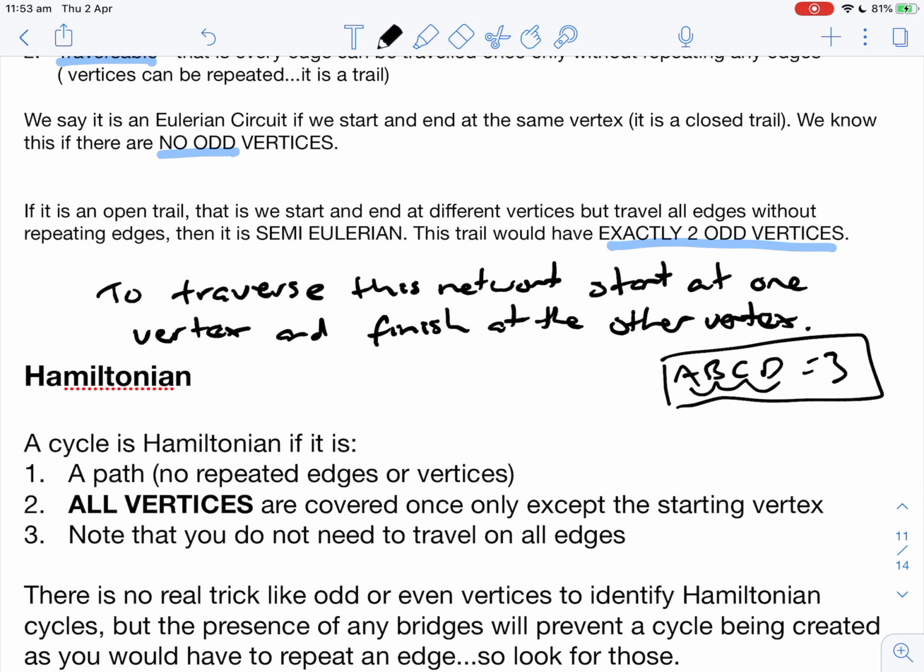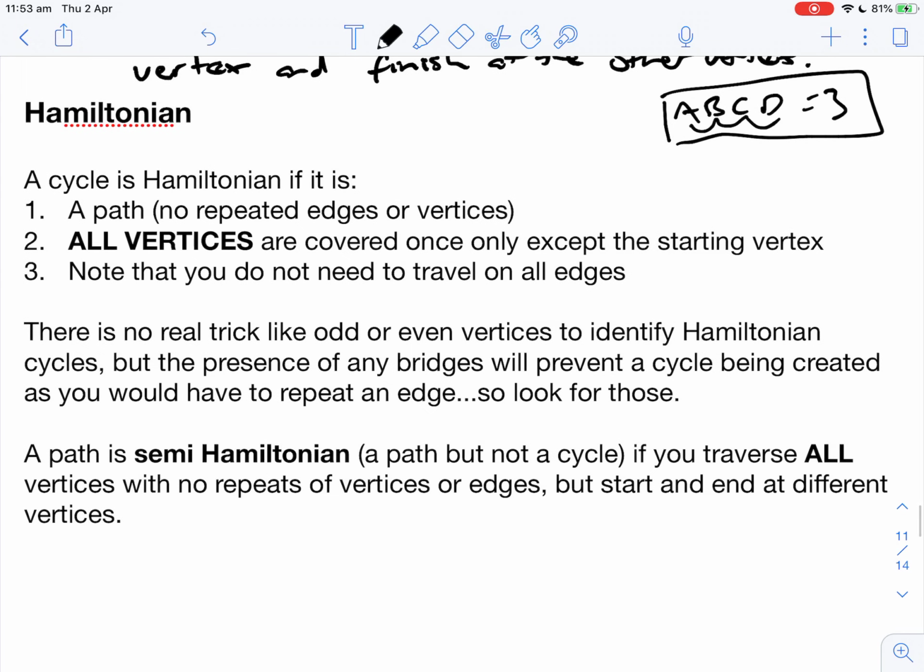Now, Hamiltonian is the other concept that we need to cover. A cycle is Hamiltonian, and again I've used that word cycle so purposely because basically to be fully Hamiltonian it means I must start and end at the same point, which by definition means it's a cycle, and because I can't repeat anything in a Hamiltonian thing, it is a cycle and not a circuit. So a cycle is Hamiltonian if it is a path, so I cannot repeat any vertices or any edges. Not all paths will be Hamiltonian though.